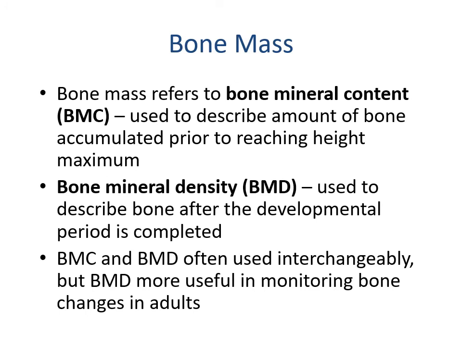Now, looking at bone mass, we have a couple of different concepts that are very similar to each other. We've got bone mineral content, which is used to describe the amount of bone accumulated prior to reaching height maximum. And then bone mineral density is used to describe bone after the developmental period. So in essence, if it's a juvenile, you use bone mineral content, but in an adult, we use bone mineral density. They're used interchangeably, but they're not technically the same thing. Our focus is typically on, and when you think of DEXA scans, you're thinking of bone mineral density, monitoring bone mass and its density in adults.